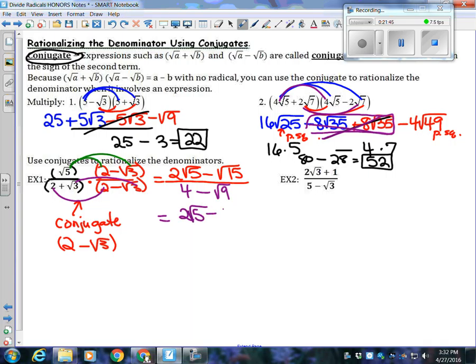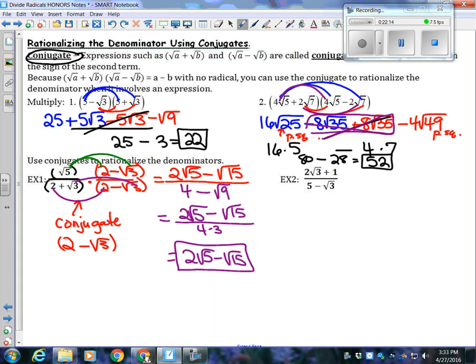The top just stays the same. You cannot add or subtract the square root of 5 and the square root of 15, because when you add and subtract, they have to be alike. It would have to be a square root of 5 added to another square root of 5. Otherwise, you just have to leave them separate. 4 minus 3 is going to end up being 1, so really, there's nothing on the bottom. The answer is just 2 square root of 5 minus square root of 15, divided by 1, which is still the same thing.